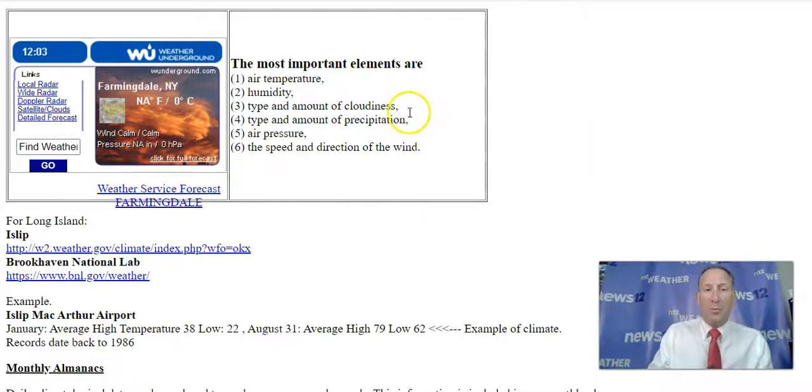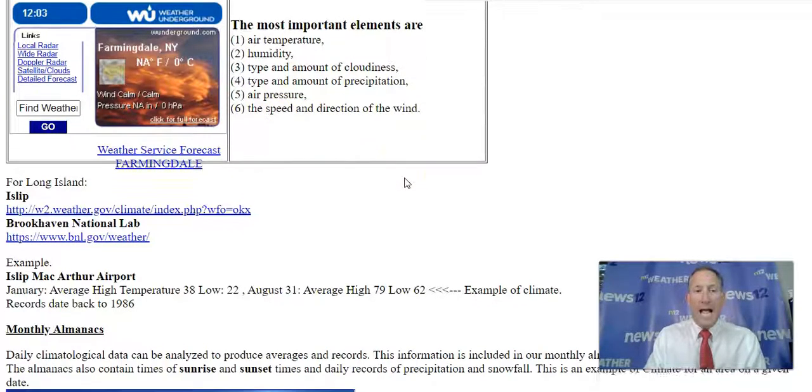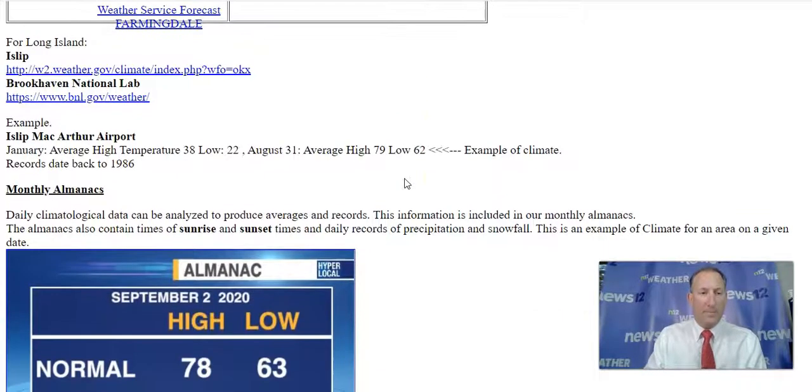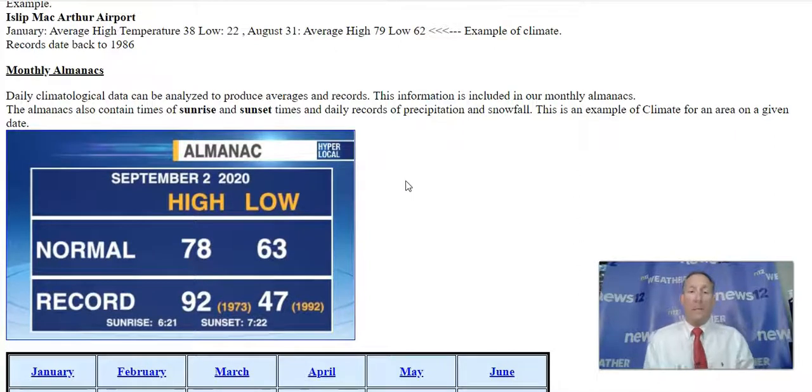Some of those parameters that we look at are air temperature, humidity, type and amount of cloudiness, type and amount of precipitation, air pressure, and the speed and direction of the wind. These parameters will become more important as we go throughout the semester. An example of our climate would be our almanac. It tells us what happens on average over a specific date.